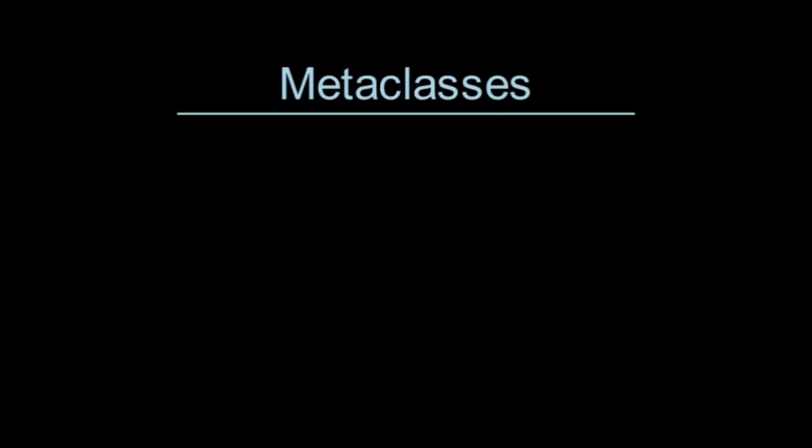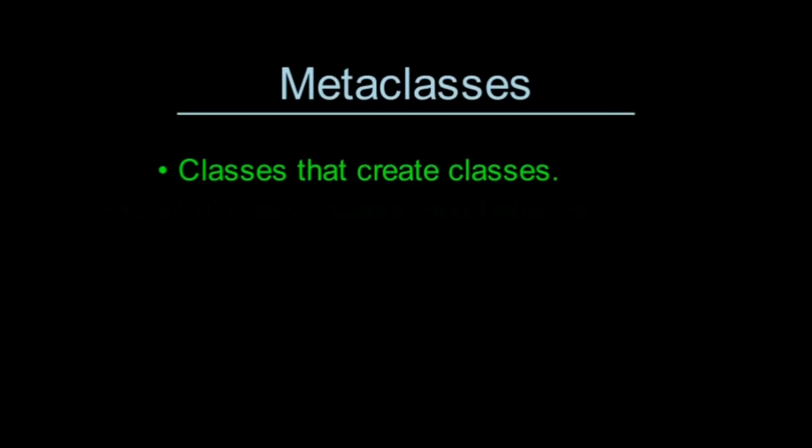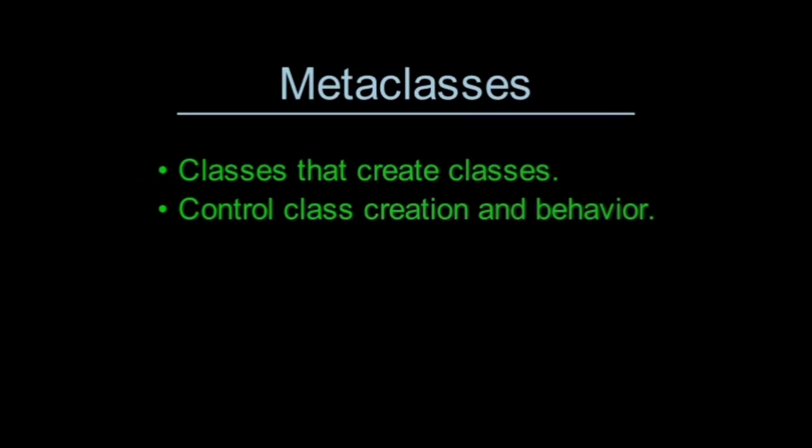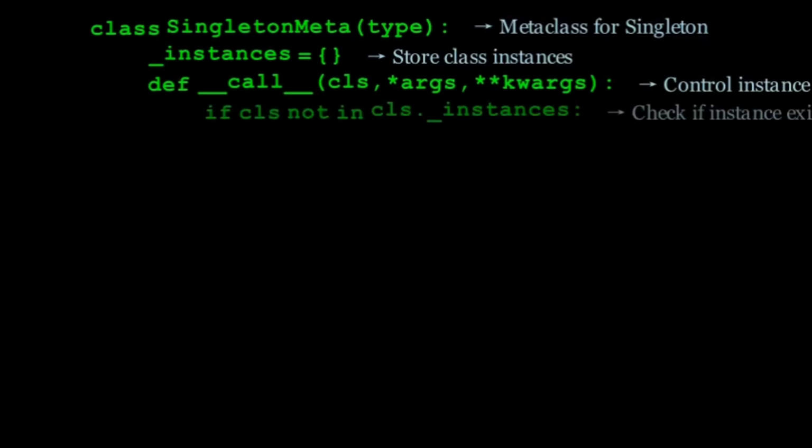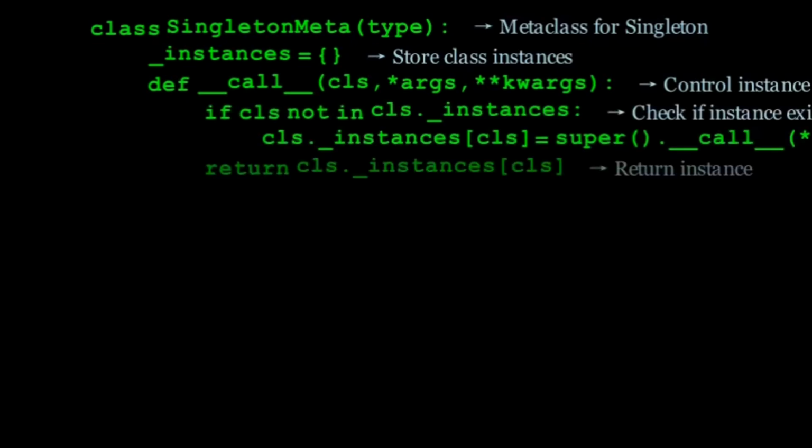Next, metaclasses are an advanced feature that allows you to customize class creation. They are the classes that create classes, giving you control over how classes are defined and instantiated. Here we define a Singleton metaclass that ensures only one instance of the class is created. The __call__ method is invoked when creating a new instance. It checks if an instance already exists and returns it instead of creating a new one. Metaclasses are powerful but typically used in advanced scenarios like frameworks or libraries.